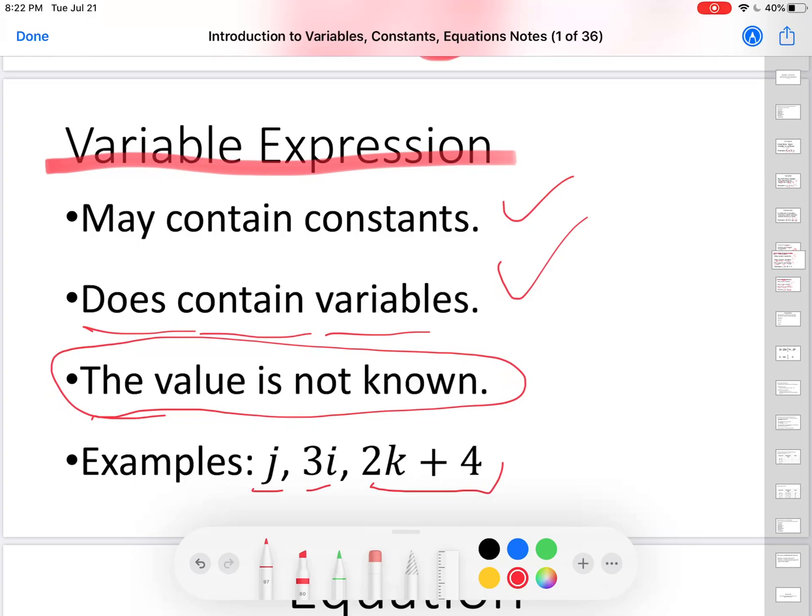It could be anything. It depends upon what the value of I is. 2k plus 4. We know what 2 is worth. We know what 4 is worth. But since we don't know what k is, we do not know the value of that expression. We know it has a value. We just don't know what it is because it has a variable. And since we don't know the value of these expressions, and in fact the value could change, these are called variable expressions. All right.